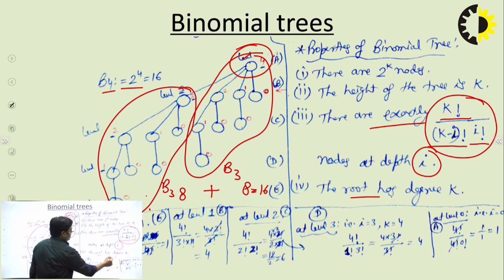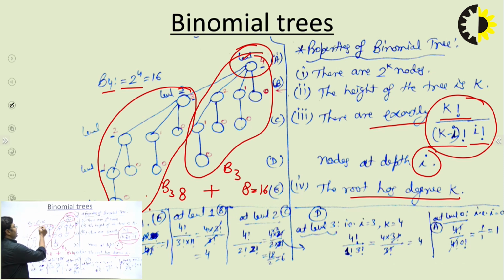The root has degree k. Similarly, if we have degree 4, the root has degree k. Because there are B3 and B3, the root of the combined binomial tree has degree 4. Again, we are talking about this formula.